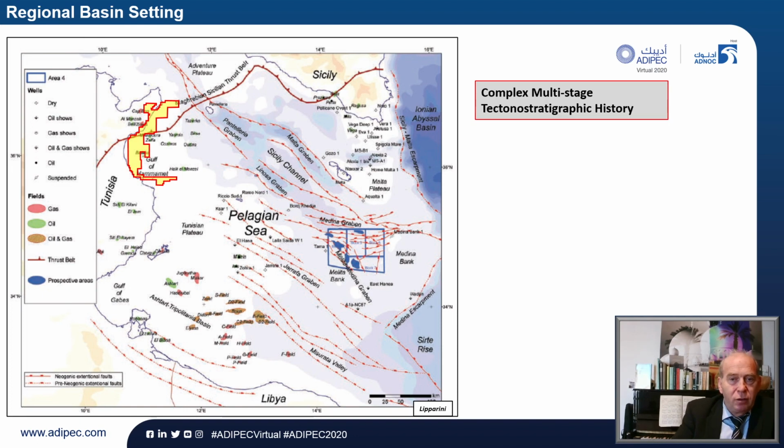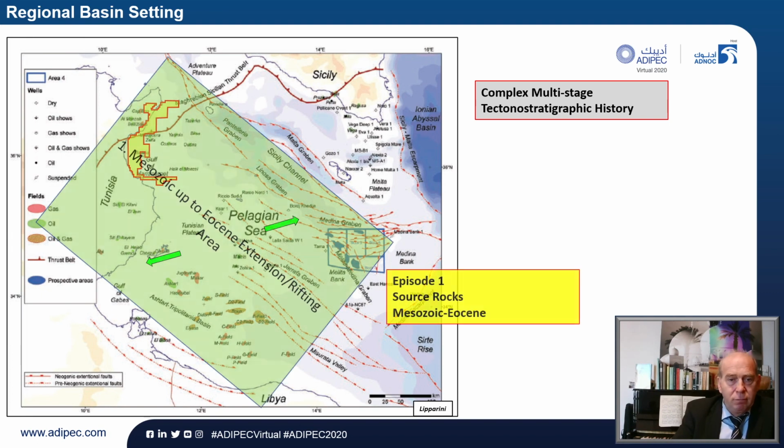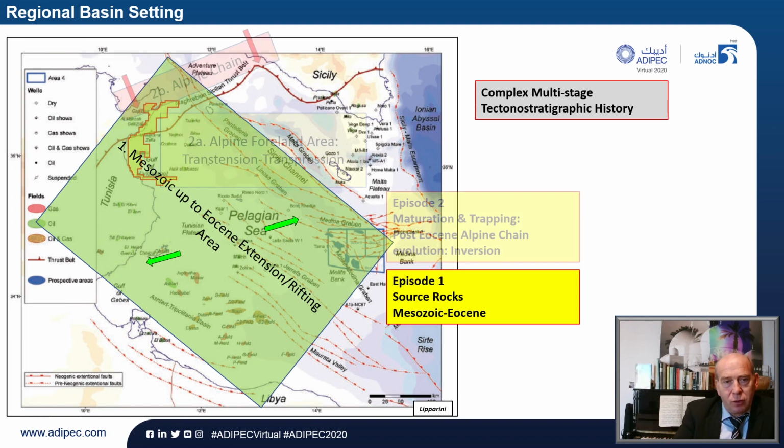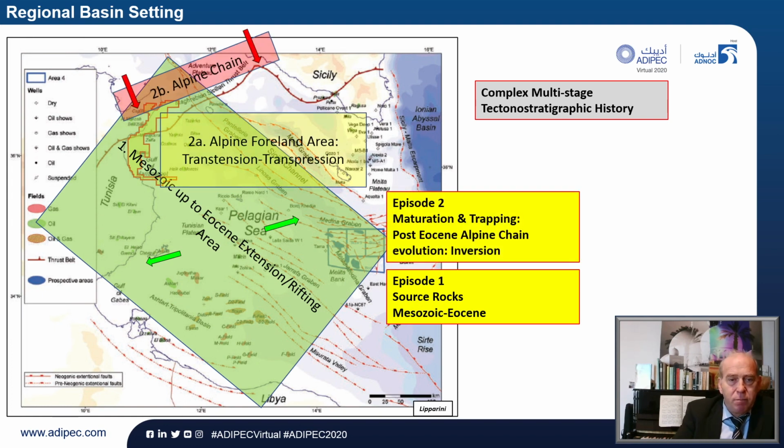First of all, the recognition of the complex multi-stage tectonostratigraphic history of this area. The first episode: it was part of the North African border with extension, transtension, and the deposition of the Mesozoic to Eocene series and the source rocks. In a second episode, it became part of an alpine foreland area and successively part of the alpine chain itself, suffering deformation, maturation and trapping of the hydrocarbons.